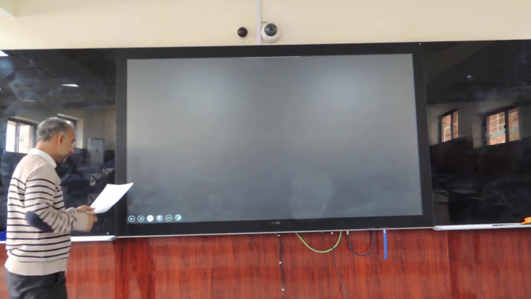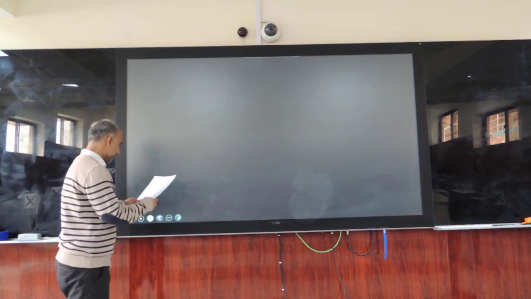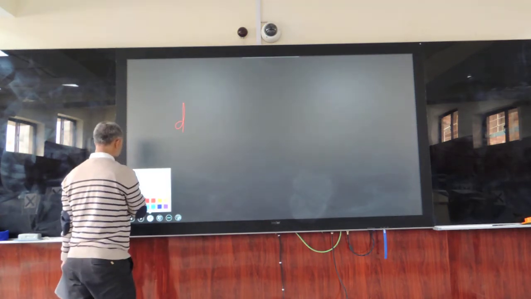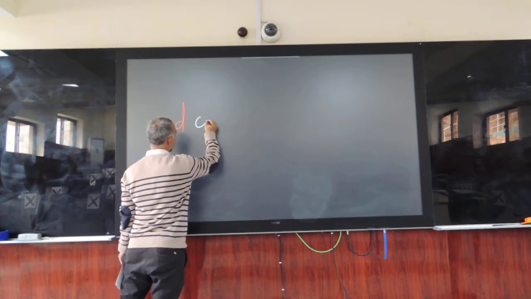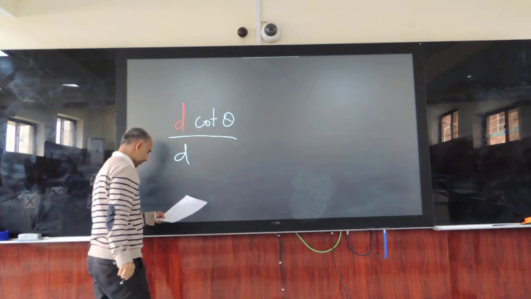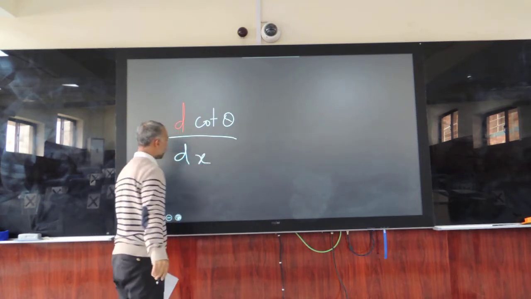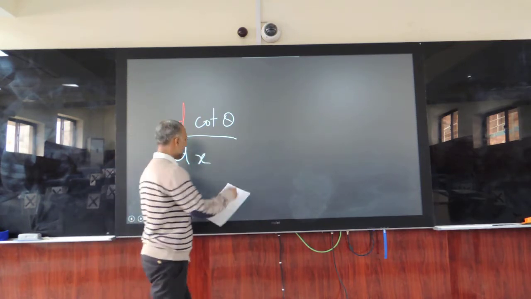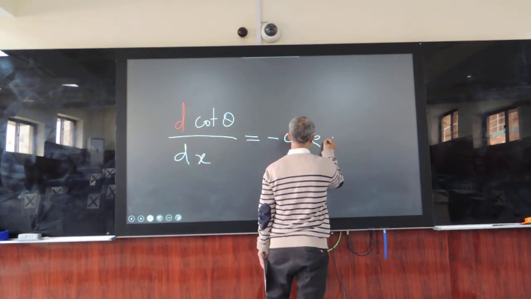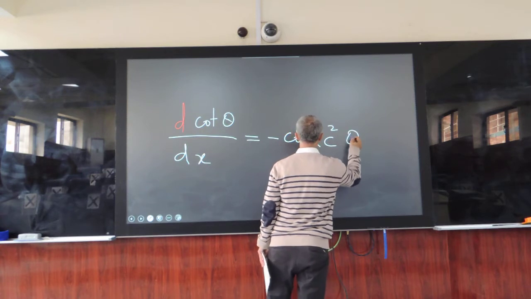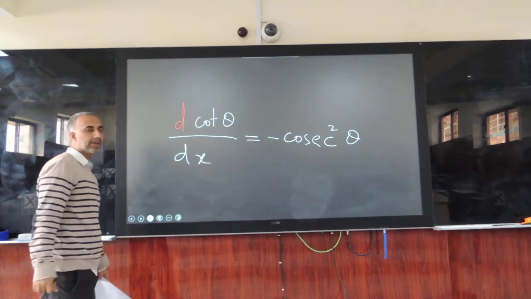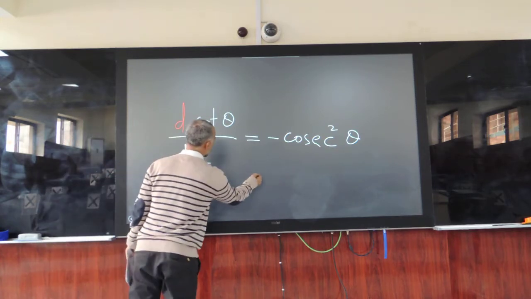Okay, let's see here. We can say that the derivative of cotangent theta with respect to a small increment along the x-axis is minus cosecant square theta. You can check this in your intermediate or O-level books, where you will find its proof.